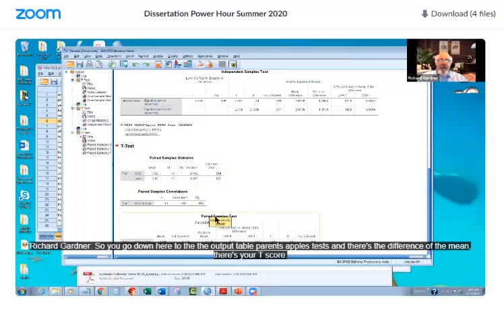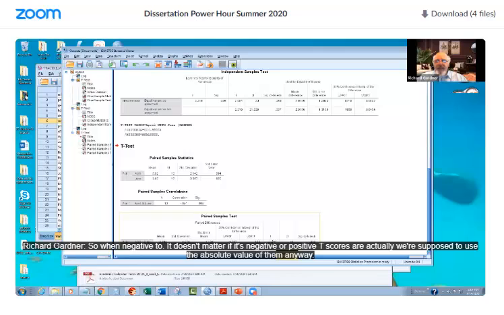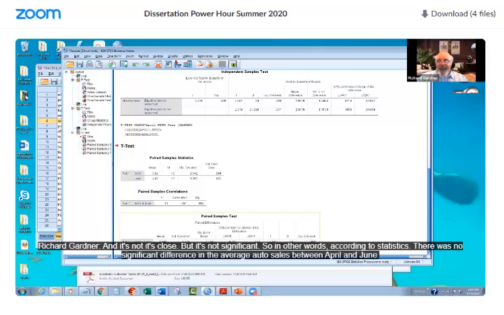So you go down here to the output table, paired samples test. And there's the difference of the mean. There's your t-score. It doesn't matter if it's negative or positive. T-scores, we're supposed to use the absolute value of them anyway. But you'll notice that even though it's 2.044, it wasn't quite significant. It's not significant until this sig value, which is the same as a p-value, is under 0.05, and it's not. It's close, but it's not significant. So in other words, according to statistics, there was no significant difference in the average auto sales between April and June.